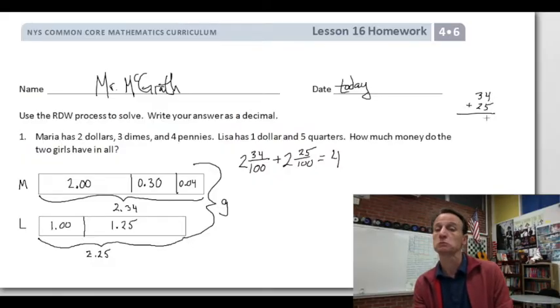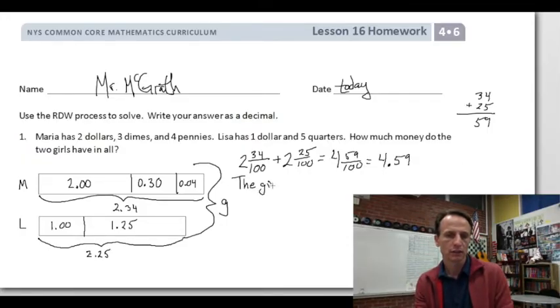4 and 5 make 9. 3 and 2 make 5. All right, so that's 59 hundredths, which we can, in a nice straightforward way, write as a decimal. 4 and 59 hundredths. 4 and means decimal point, 59 out to the hundredths place. And we just need a simple statement saying the girls have, and now we remember that this is money and write it properly with our dollar sign, $4.59 in all. You go, girls.